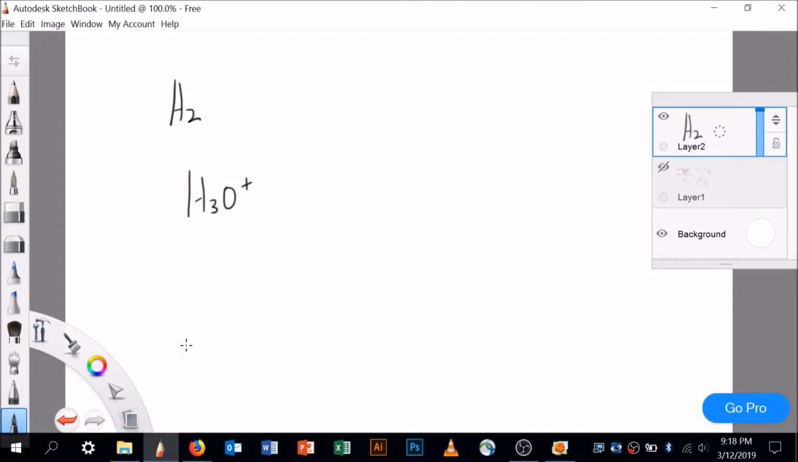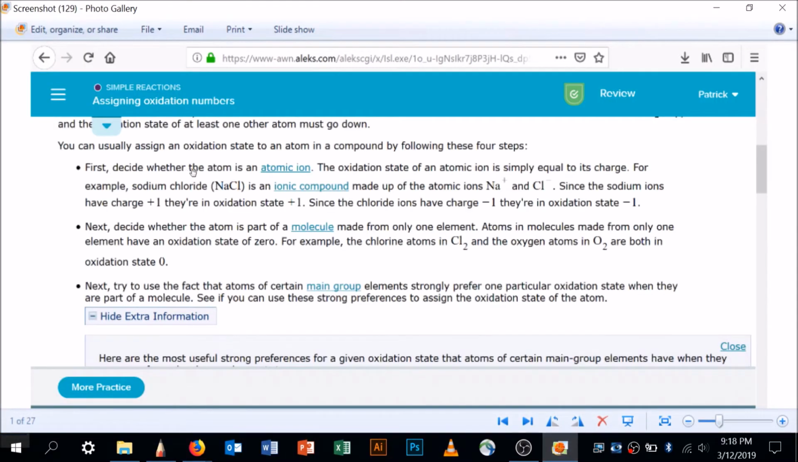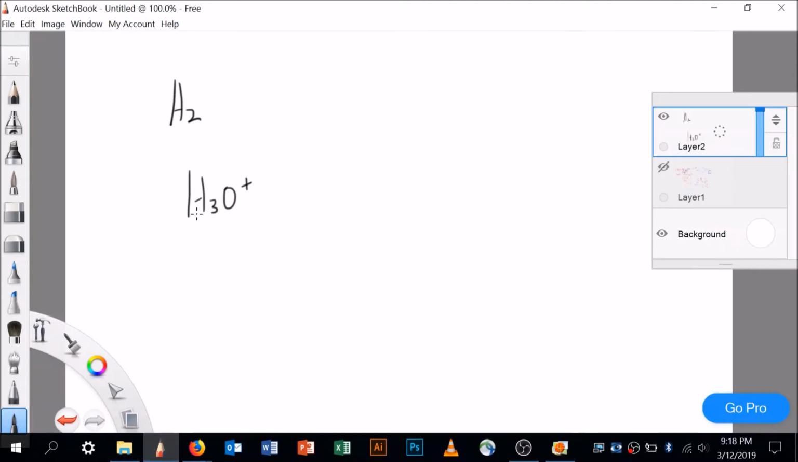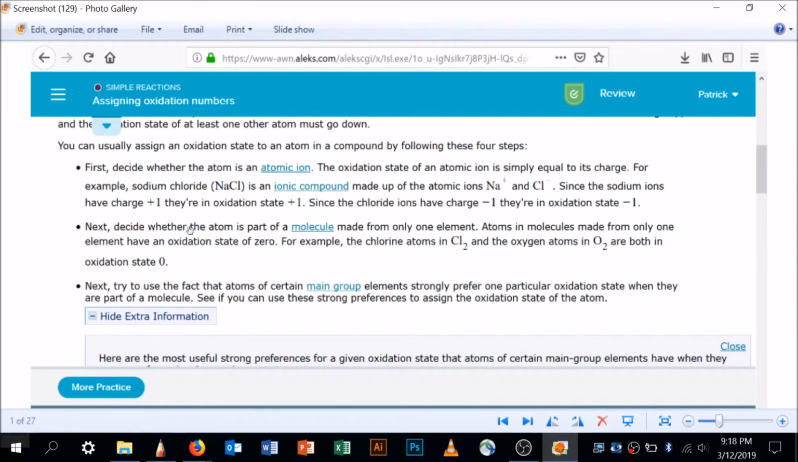H3O plus. All right? So first of all, the first rule is to decide if it's an atomic ion. It's not an atomic ion, right? Because there's more than one atom in it. You see it? There's 4 atoms, 3 hydrogens and 1 oxygen, so it's not an atomic ion. Next, decide whether the atom is part of a molecule that's made from only one element. No, it's not. There's a hydrogen and an oxygen, right?